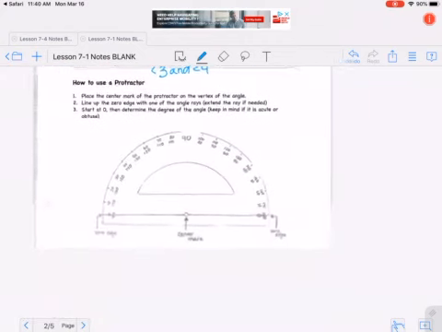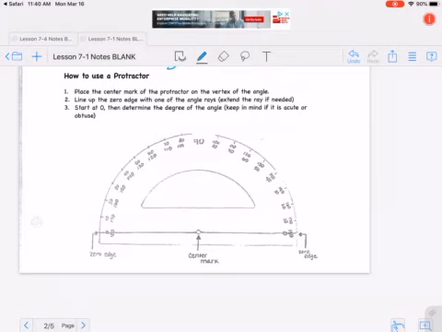Okay, so this is not going to apply for today, only because you don't have a protractor. If you have one and you want to give it a try, that would be great. If not, it's totally fine as well.